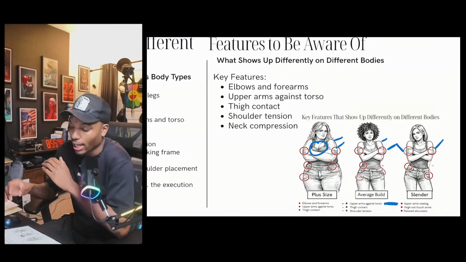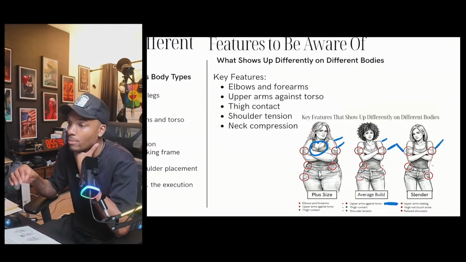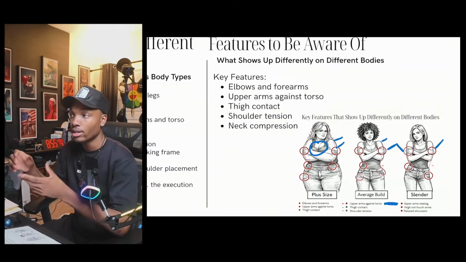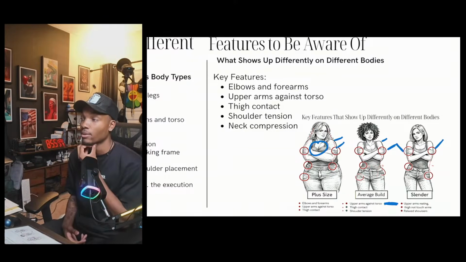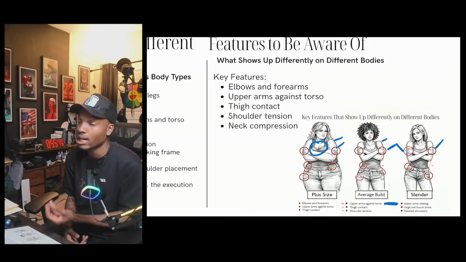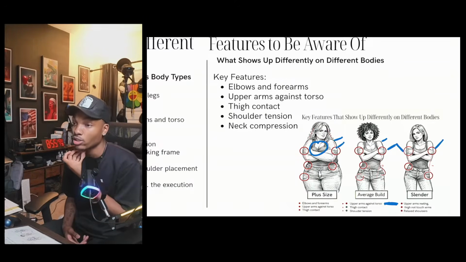Neck compression as well, how their necks are. You have some whose necks are a lot longer, some who may have shorter necks. You have to keep that in mind. Maybe they have extra meat under their necks. Maybe they're average or more on the plus side, and they may have a little bit of that extra turkey chin, right?